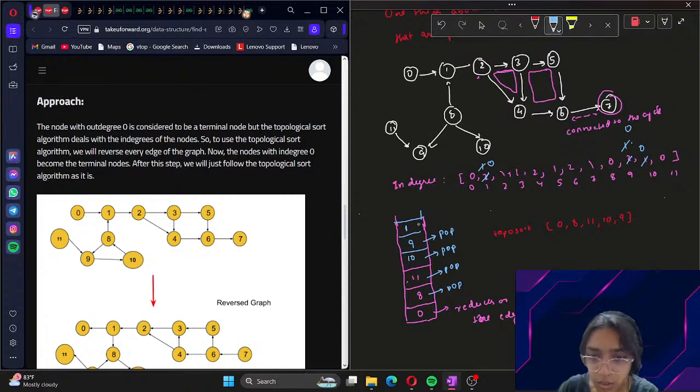Okay. Now if we pop node 1, node 1 has an edge going to 2. So this would be cancelled out to 0. The whole thing would be changed. So yeah.